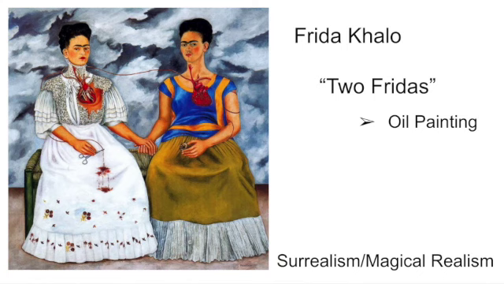Frida Kahlo is a Mexican painter, and she was born in Mexico City. She was born in 1907 and died in 1954. She was only 47 years old when she died. When she was 18, she was in a terrible bus accident. She broke multiple ribs, her collarbone, her legs, and her pelvis.